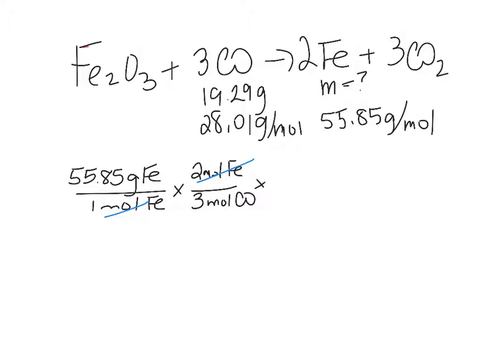And I can because you have the 28.01 grams per mole. Yeah, I've got 1 mole of carbon monoxide is 28.01 grams. You notice I keep putting in my identities, my iron, my carbon monoxide. If you don't, it's easy to get lost. So now moles of carbon monoxide are gone, but I've introduced grams of CO.